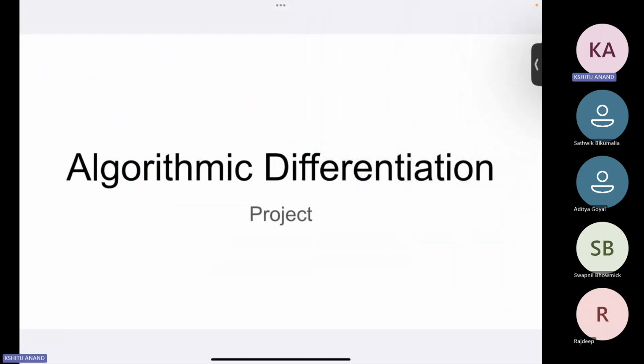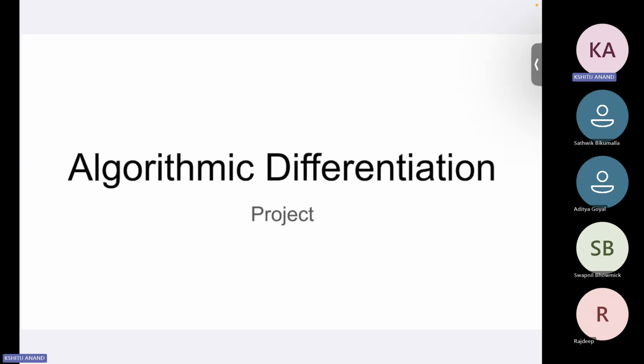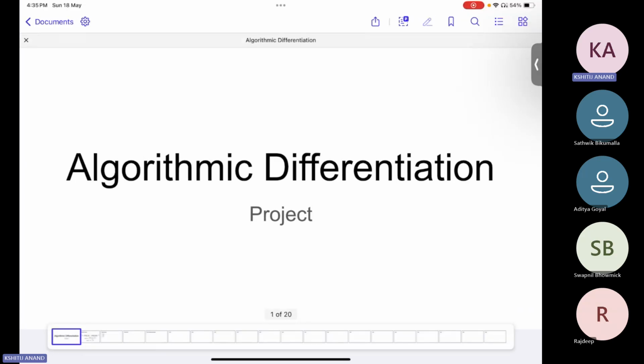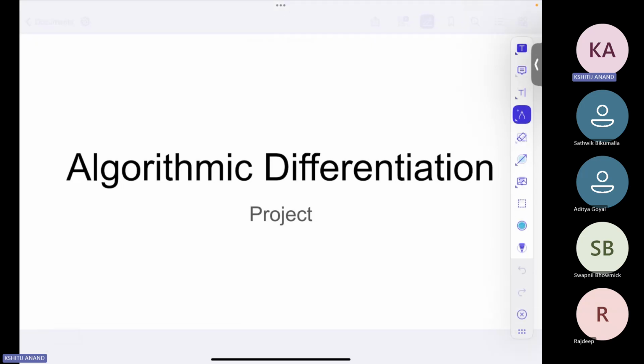Okay, so hi everyone. In the last lecture, we had discussed algorithmic differentiation, right? We discussed two kinds of algorithmic differentiation. The first one was the tangent mode, and the second one is the adjoint mode, which we discussed in the last lecture.